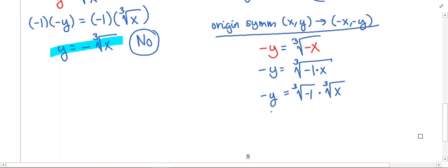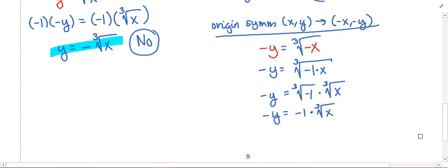In the next step, looking at the right side, the cubed root of -1 is just -1, because -1 times -1 times -1 is -1. So the cubed root of -1 is equal to -1. That's going to be -1 times the cubed root of x.